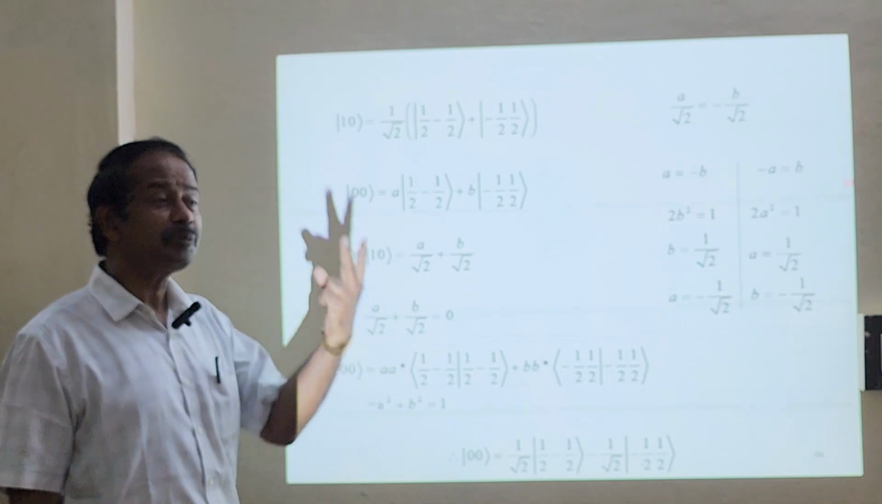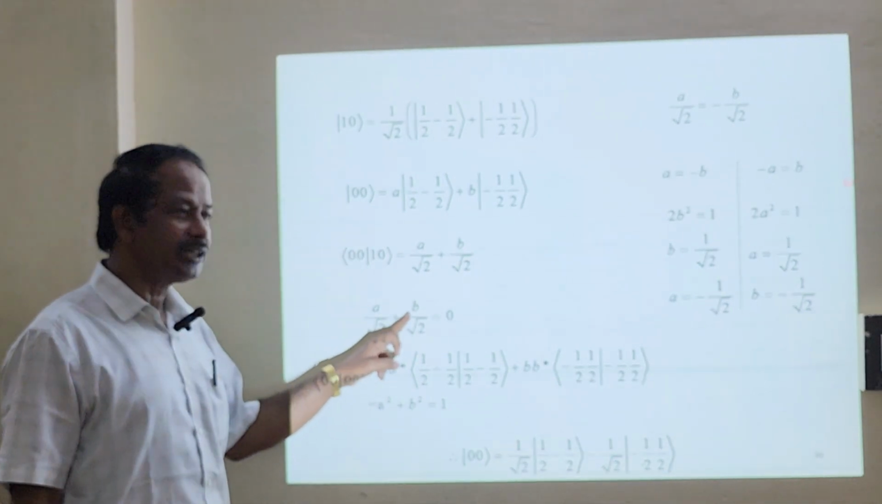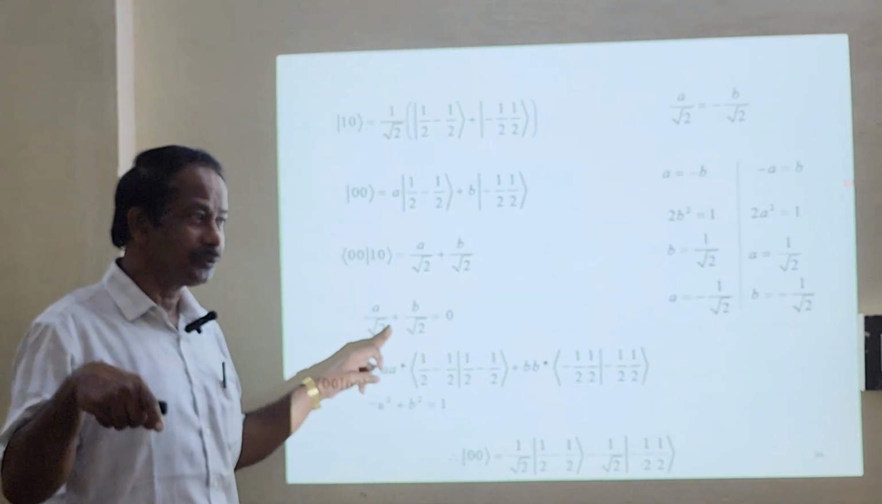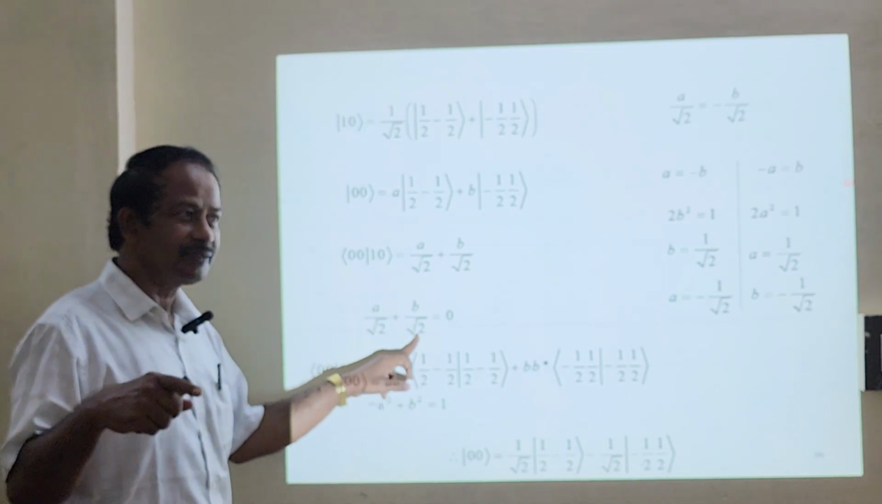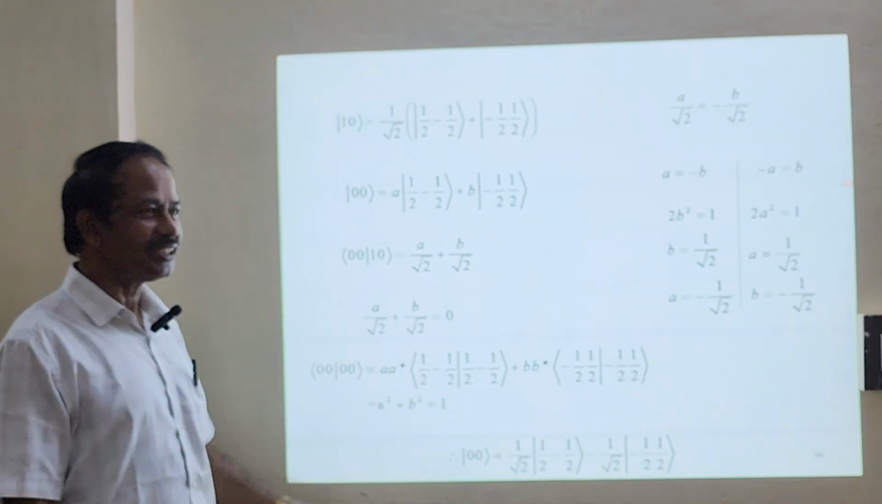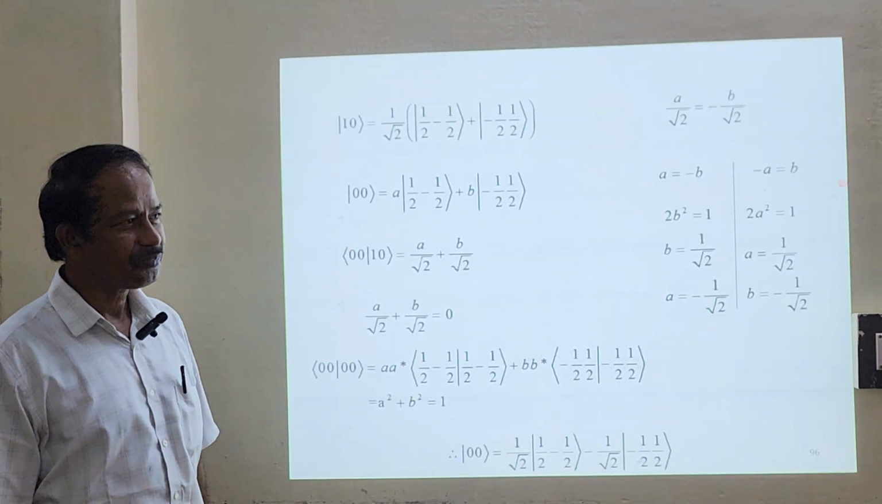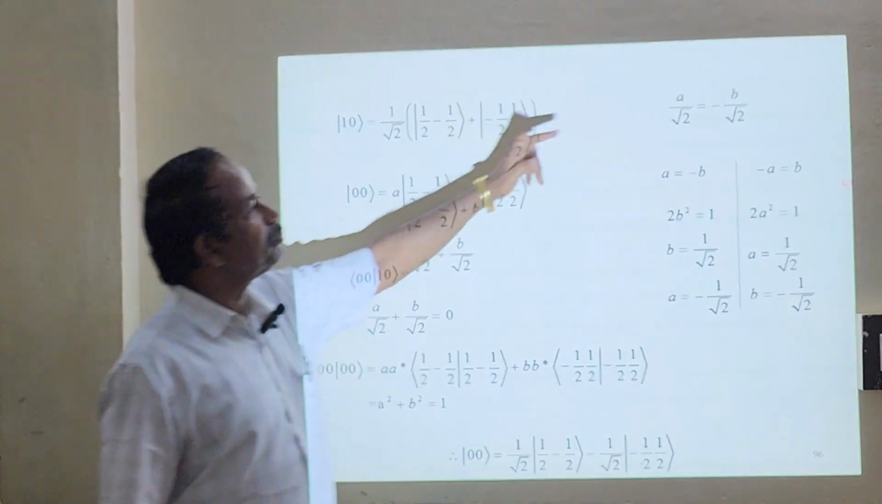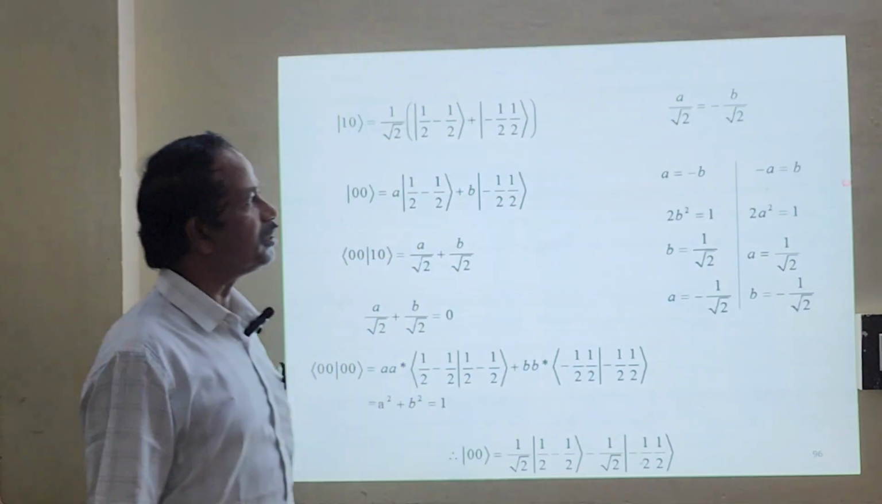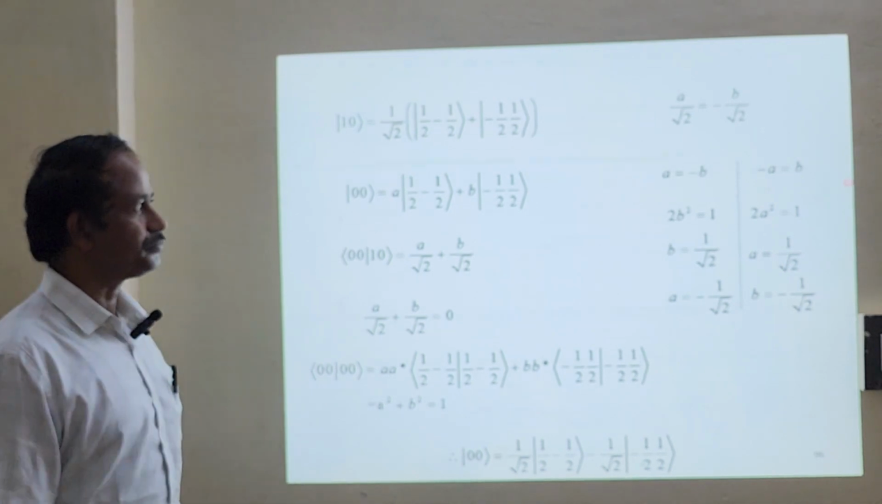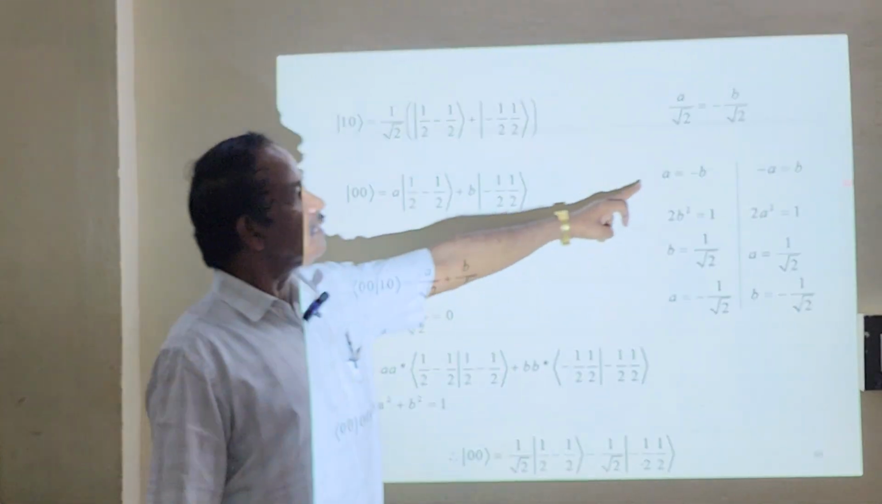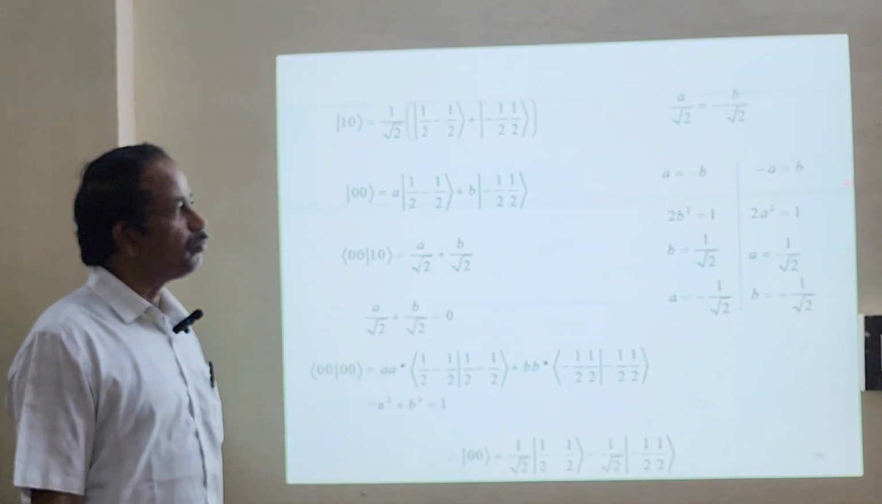Okay, so there are two possibilities. A by root 2 equals minus B by root 2 or B by root 2 equals minus A by root 2. So there are two possibilities. Okay, we will see one by one. A by root 2 equals minus B by root 2. So it implies that A equals minus B.